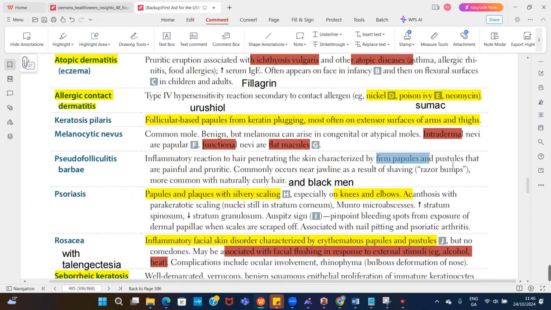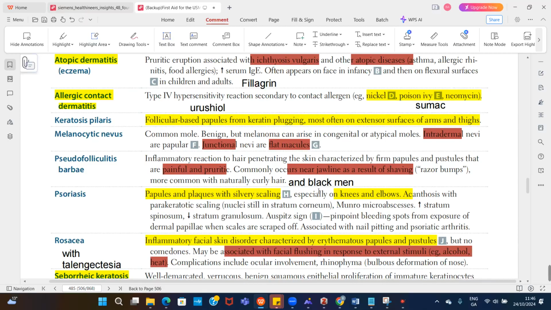They have ruled out acne. Sorry, there's something else you are talking about too. I'm reading another thing entirely. So it has firm papules and pustules that are painful, and it occurs near the jaw, just like we have said, as a result of shaving.